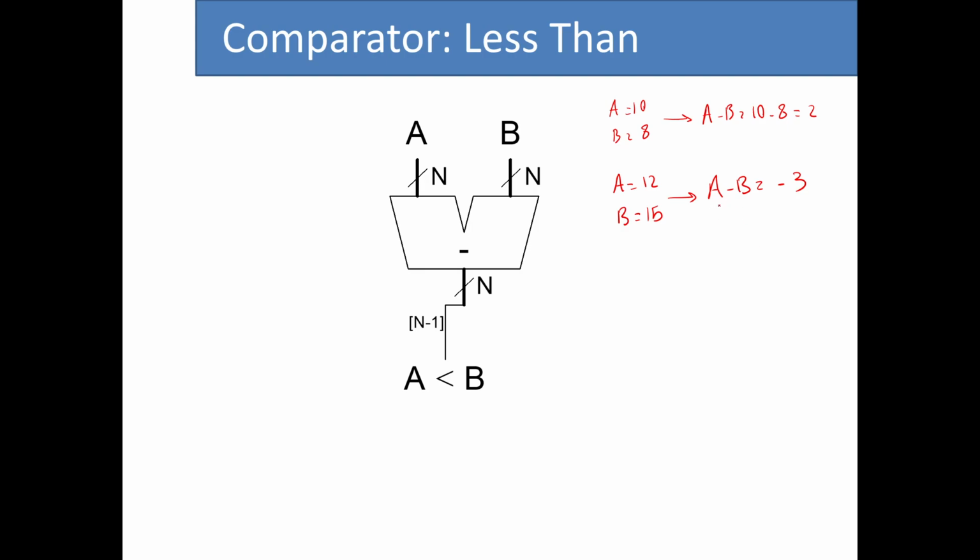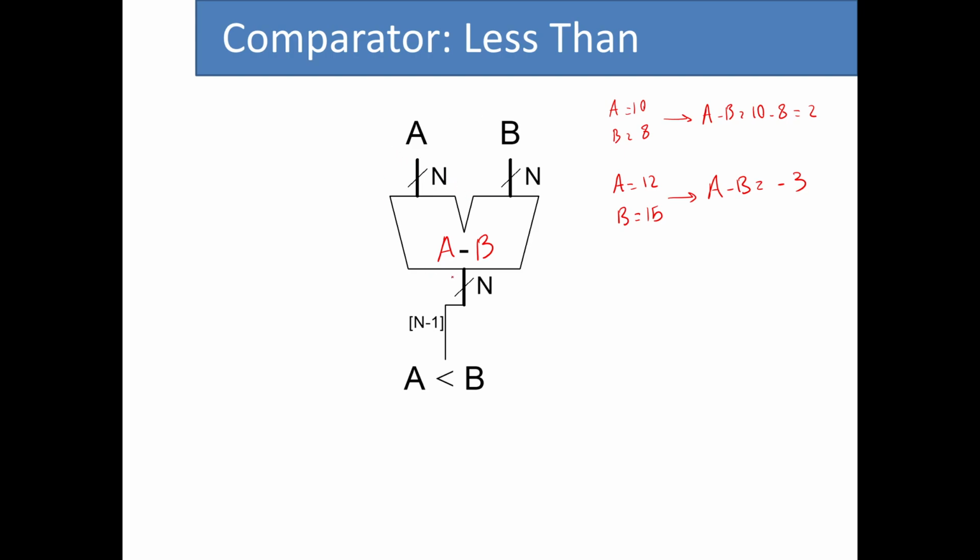On the other hand, when A is smaller than B, when you do the subtraction, what we have is a negative value. So that is basically what we want to achieve using the subtractor circuit. If we have A and B as the inputs, and this one is calculating A minus B, by looking at the sign bit, or the most significant bit, in the output, we can determine whether A is smaller than B or it is larger or equal to B.